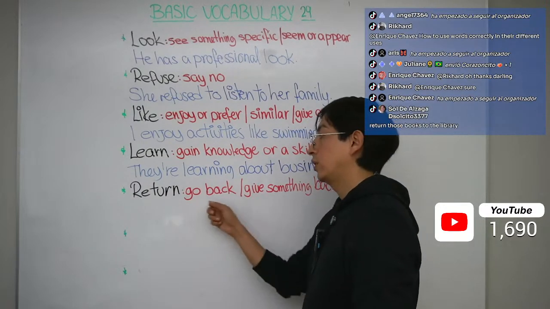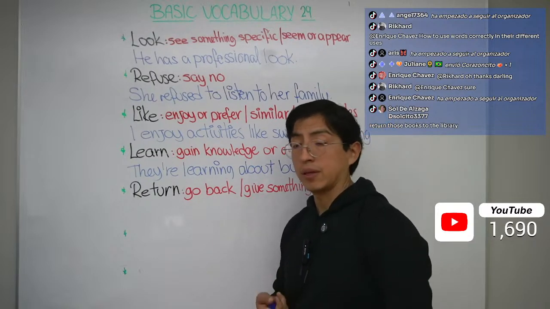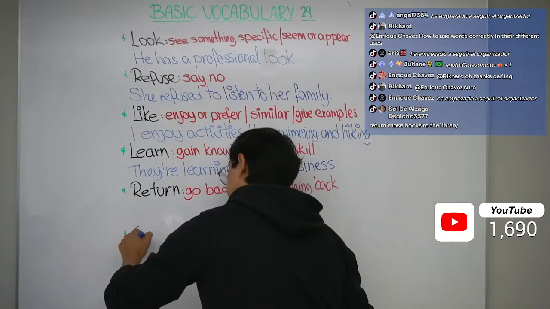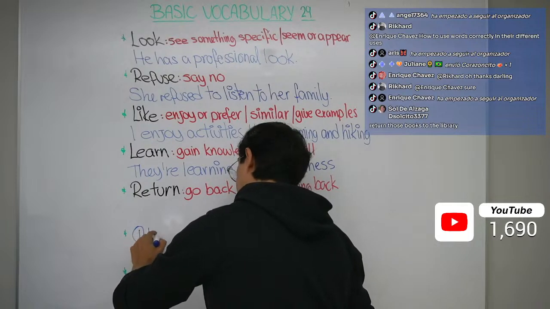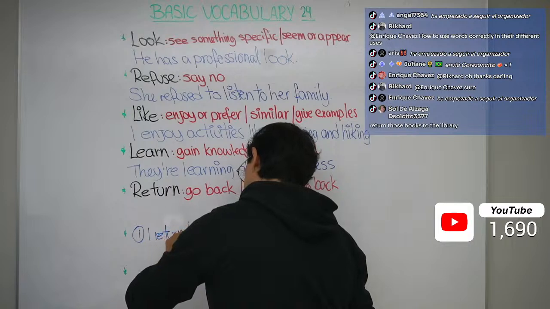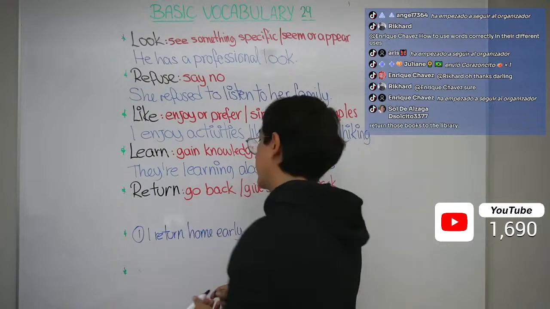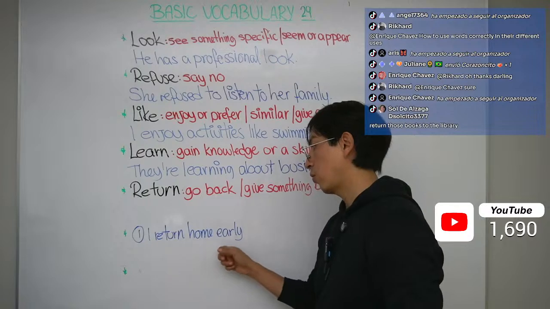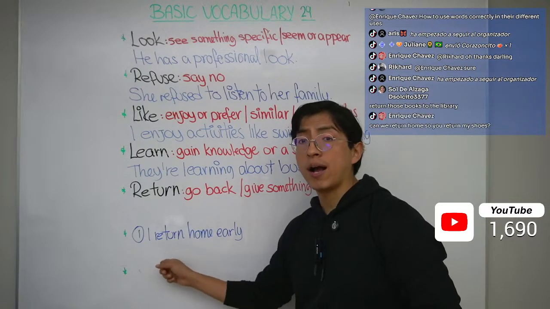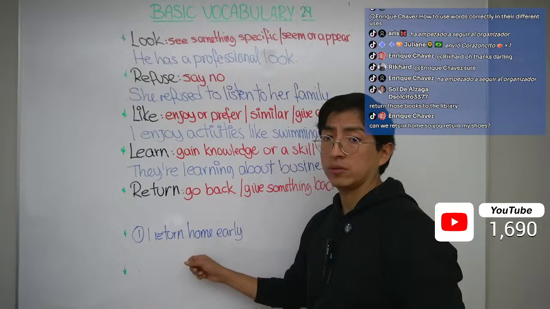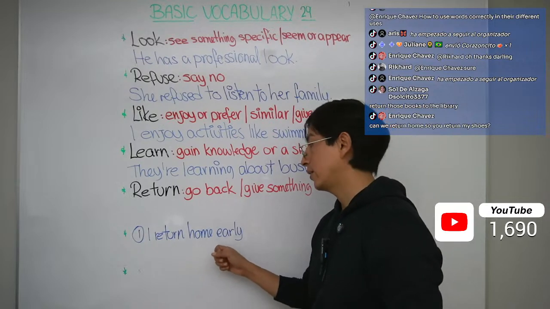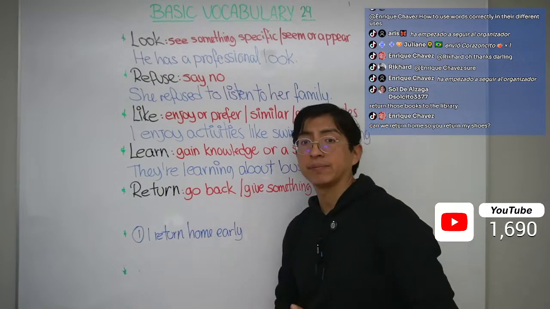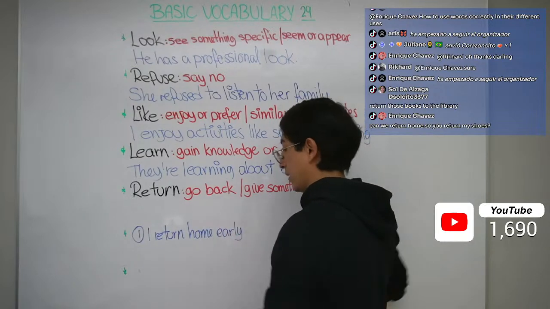For example, number 1, we have here: I return home early. It means I go back to my house. I go home early every day. This is the first meaning, to go back.